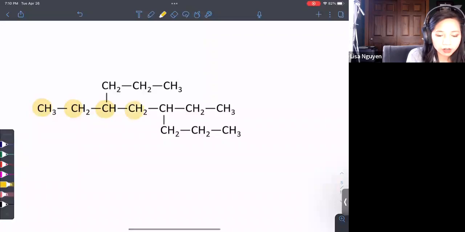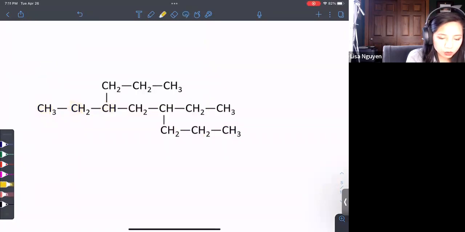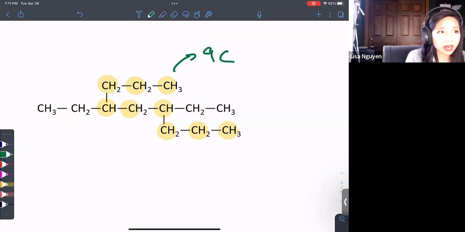So 1, 2, 3, 4, 5, 6, 7, 8. So that route has 8. I'll do this one. 1, 2, 3, 4, 5, 6, 7, 8. So that route also has 8. But then this last one, if I do 1, 2, 3, 4, 5, 6, 7, 8, 9, that is actually my longest chain. Did everyone else get that? So 9 carbons. That is my parent structure. I know that that is called a nonane.